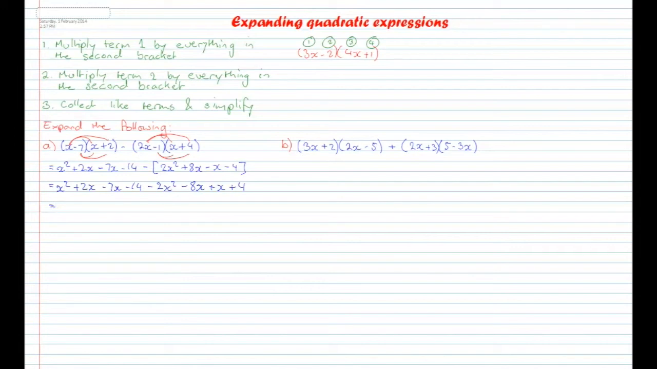Alright, let's collect like terms now, so I'll highlight anything that's a like term. You can see the x squared here and the negative 2x squared, so that will get us negative x squared, because 1 minus 2 is negative 1. Going through and getting the x's now, 2x minus 7x is negative 5x, minus 8x is negative 13x, plus x is negative 12x. And then finally we have negative 14 and positive 4, that will get us negative 10. So our solution when we expand it is negative x squared minus 12x minus 10.